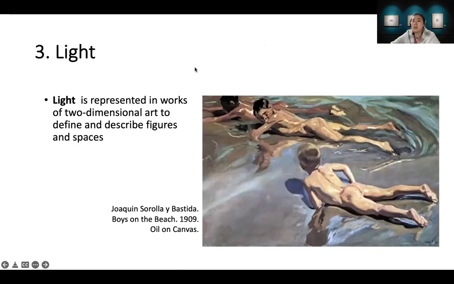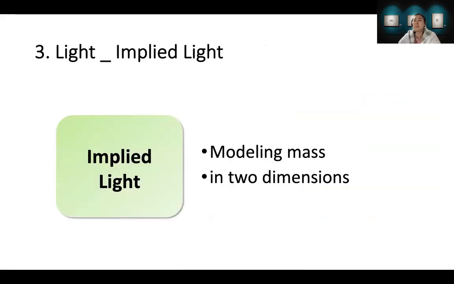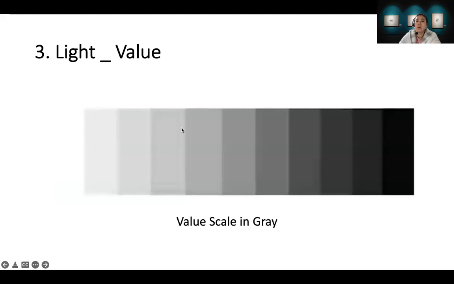And let's move on to the light. Light is represented in works of two-dimensional art to define and describe figures in space. And there was an implied light. To create the implied light, artists use modeling mass on the two-dimensional surface to create the three-dimensional texture with the value scale and drawing skill.